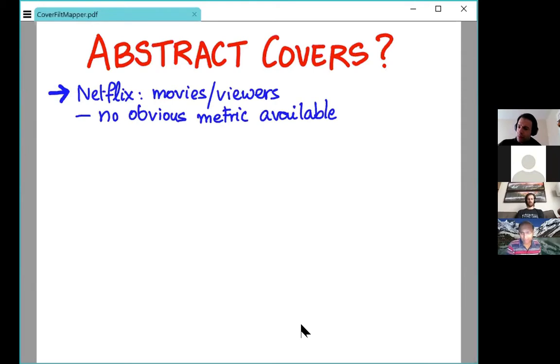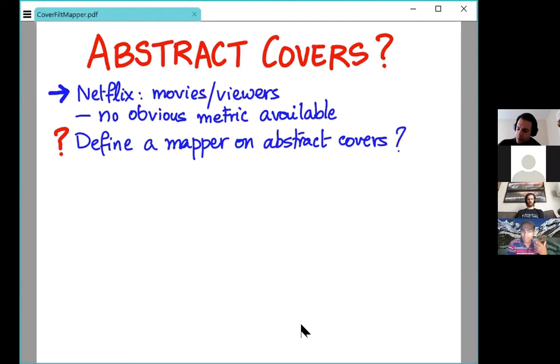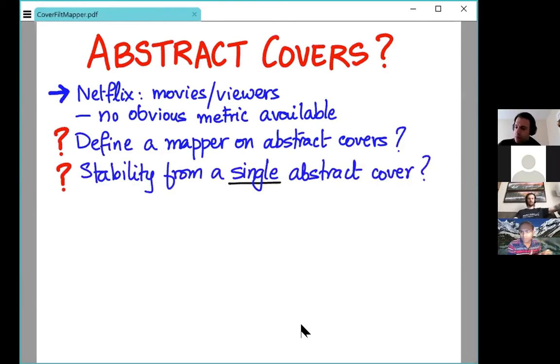So these covers can be thought of as abstract covers rather than the intervals that you have in the default picture. So can we define a mapper on abstract covers, which will help us find structure in the usual way? That was one of our main motivations. But then, of course, stability is always a desirable property. And given that people are still using single mappers for interpretation of data, can we define and prove a notion of stability from a single abstract cover?